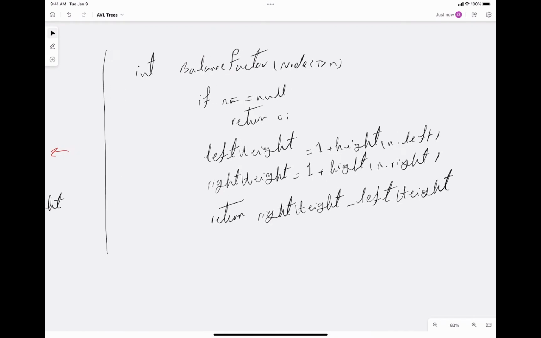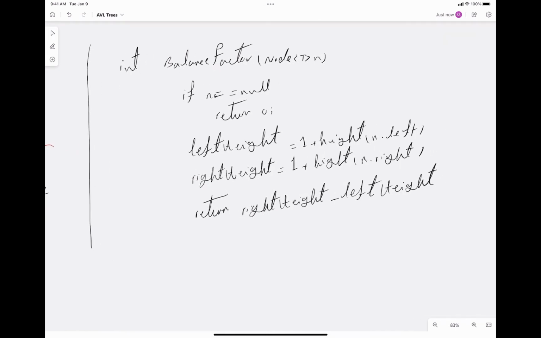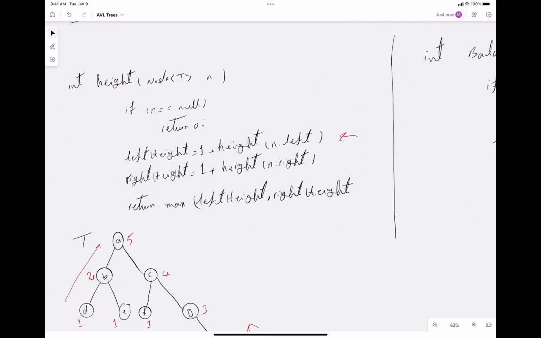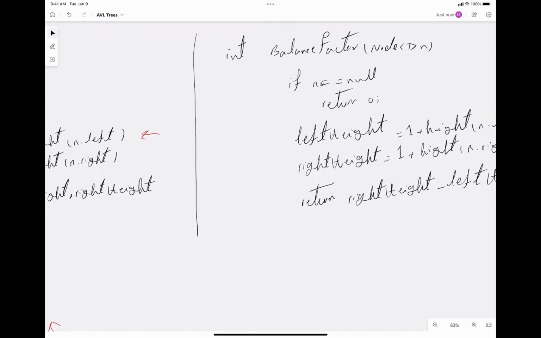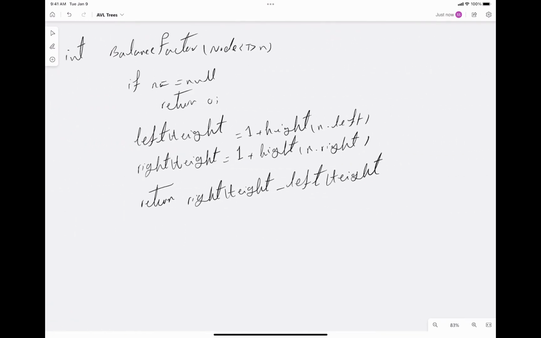And as you see, to calculate the balance factor of any node, we still need to use the height function. So this height function that you see here is the same as the height function that we have written here, which is a recursive one. So we need to calculate the height of the node from the left and right side, and the difference between these two will be the balance factor.